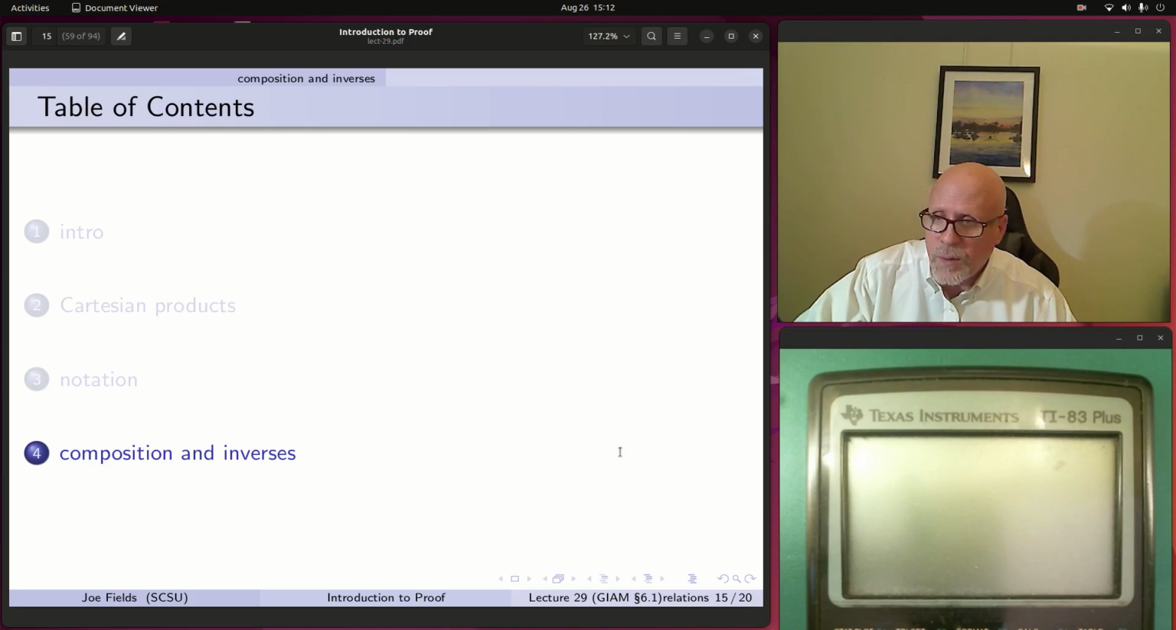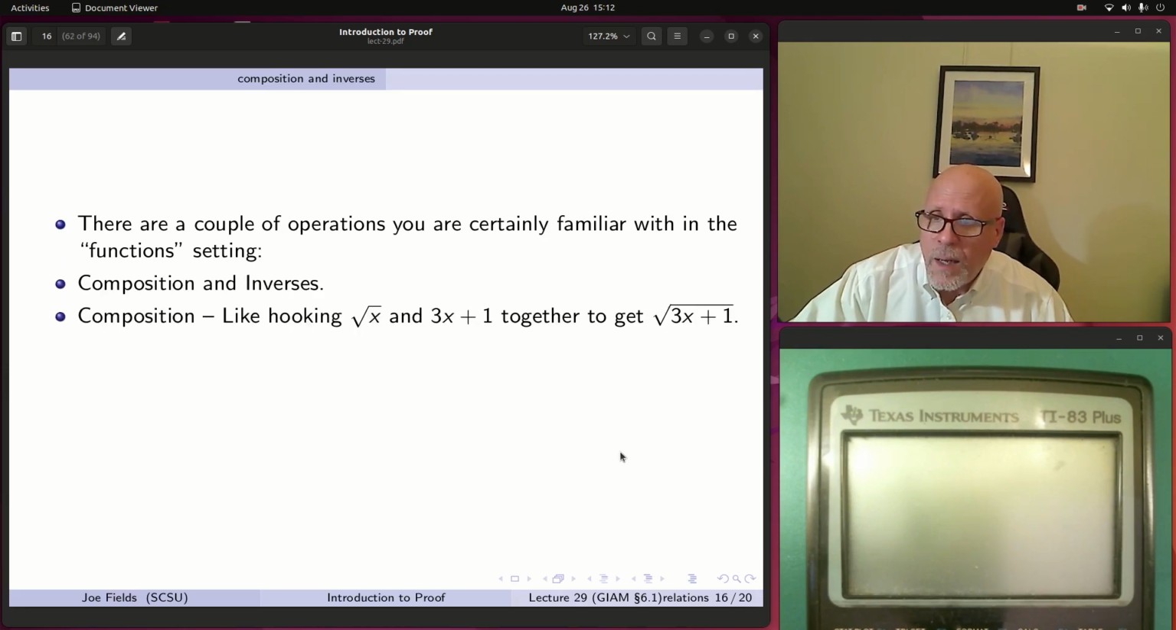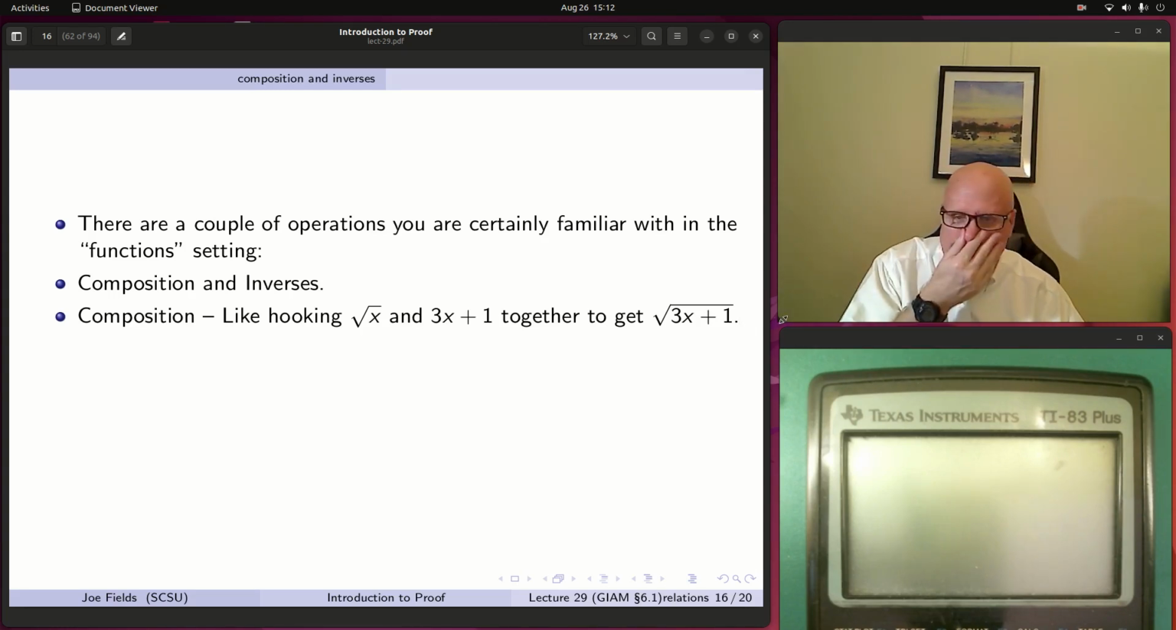Okay, so now finally we're going to end off by talking about these things that are first created or first thought about when you dealt with functions: composition and inverses. A couple of operations. I know you're familiar with these. Composition is like when you hook the function square root of x and 3x plus 1 together, and you get the square root of 3x plus 1.